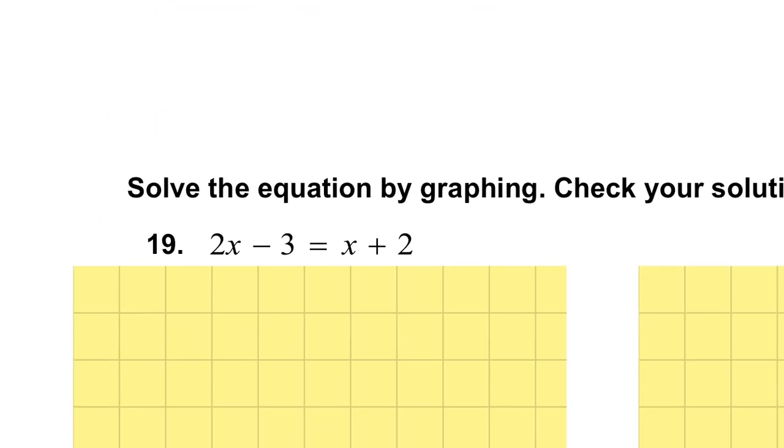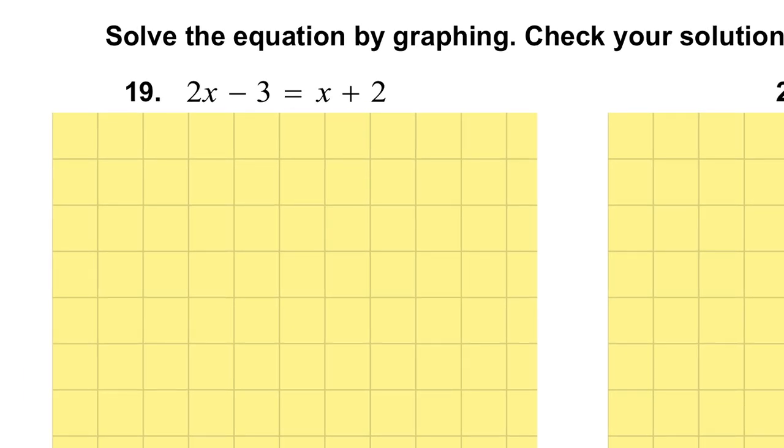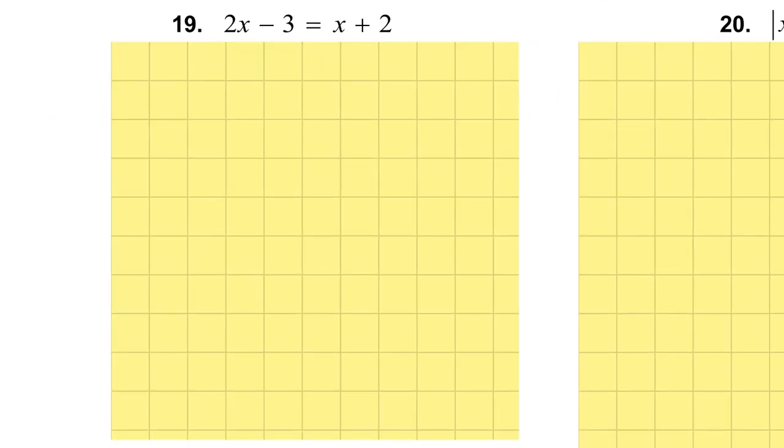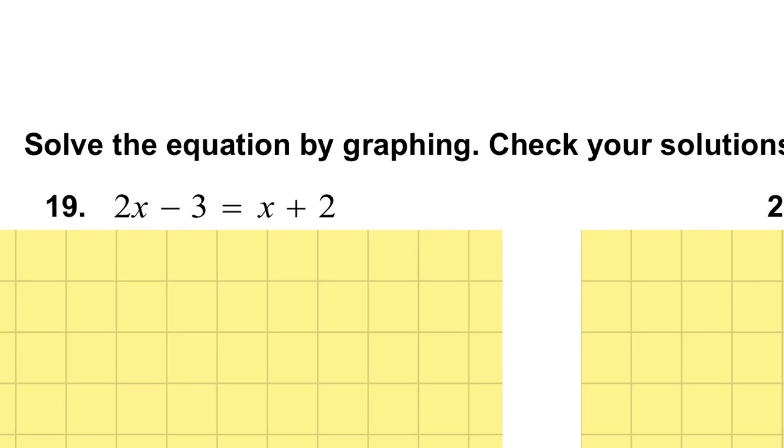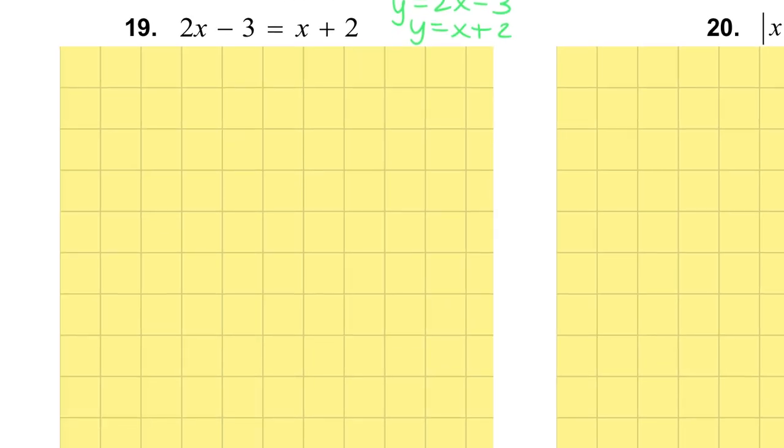Number 19, solve the equation by graphing, check your solution. So remember the rules. You're going to have two lines because they're equal to. Have them both equal to y equals, right? That's the rule. So we're going to have y equals 2x minus 3 and y equals x plus 2. This format, remember, is the easiest to graph. Okay, I'm ready to graph.